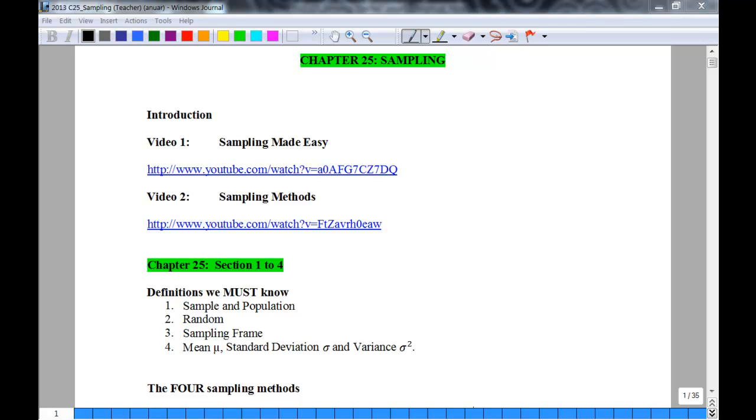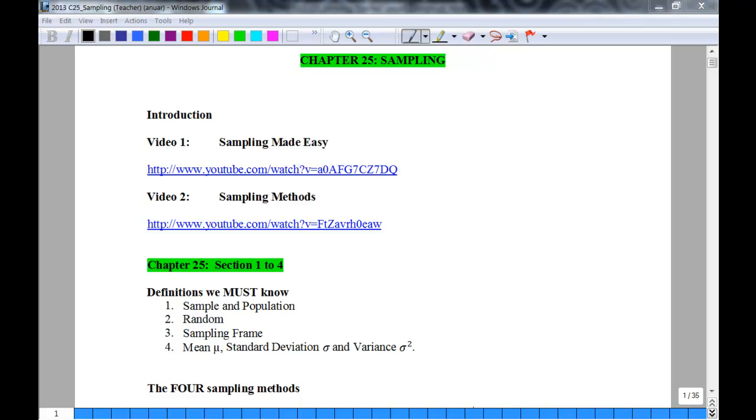You must make sure that you understand these following definitions: the difference between sample and population, what is the meaning of random, what do we mean by sampling frame, and what is the meaning of mean, standard deviation, and variance. You must also be familiar with the Greek symbol mu, which represents the population mean, and the Greek letter sigma, which represents standard deviation for the population, and when squared it becomes variance.